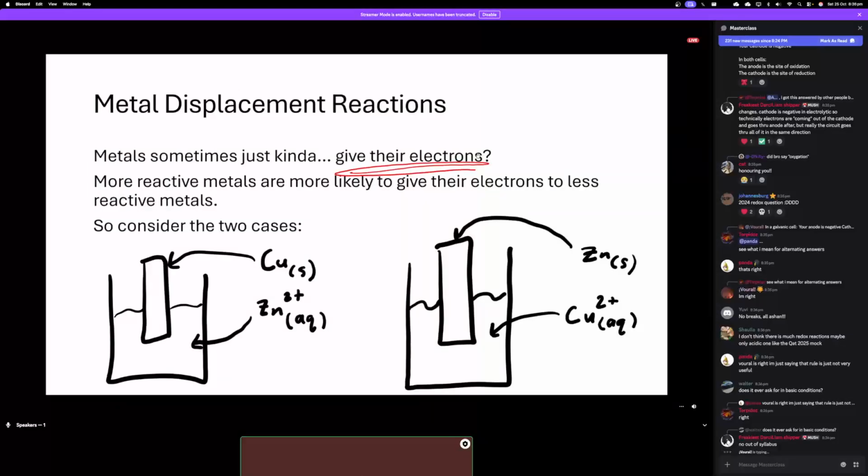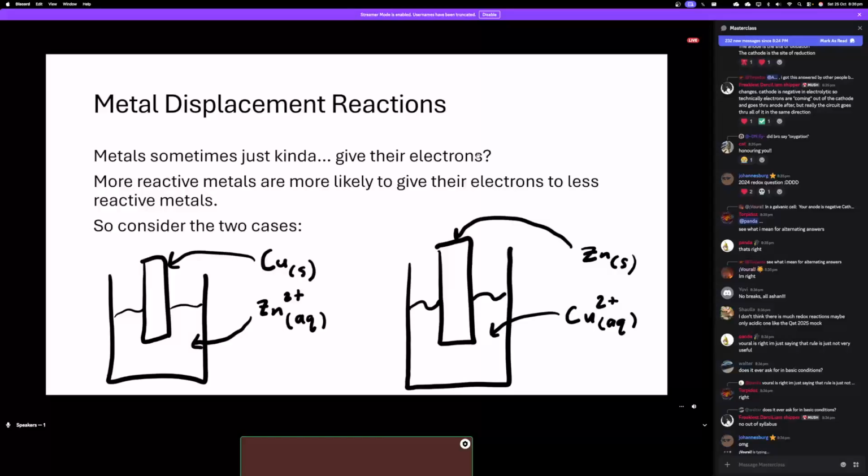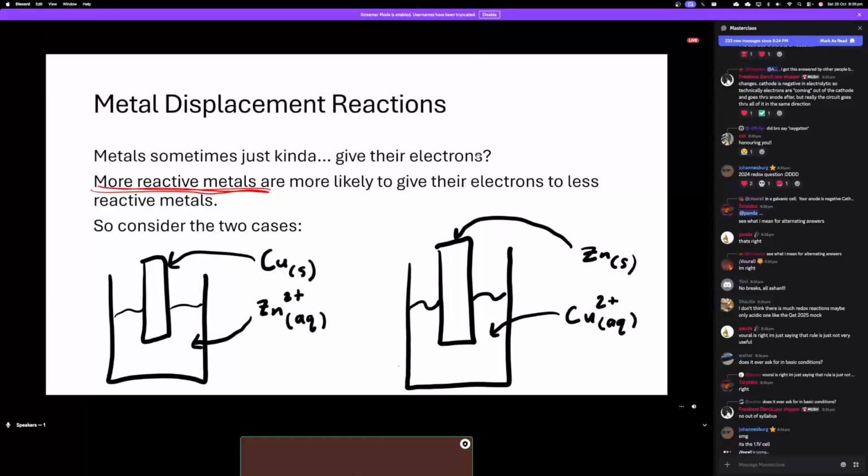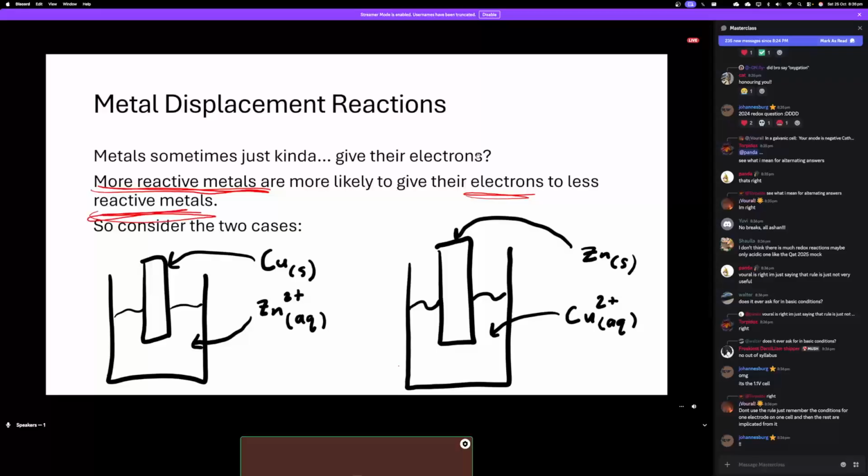Metals can just give away electrons. It's just something they can do, right? It doesn't ask for basic conditions, out of syllabus. It just gives its electrons away, and the way it does it is the more reactive metal will give its electrons away to the less reactive metal, right?